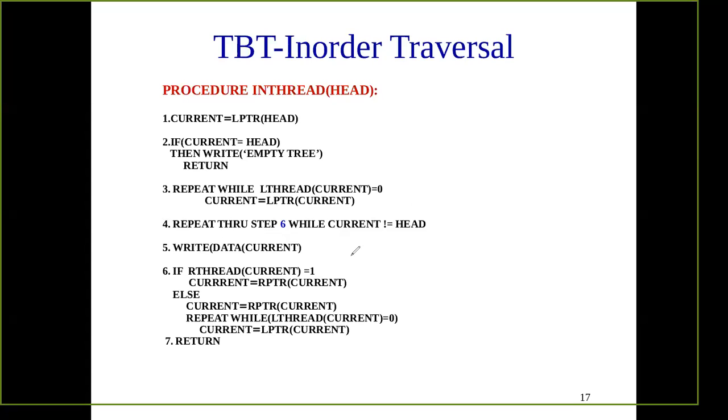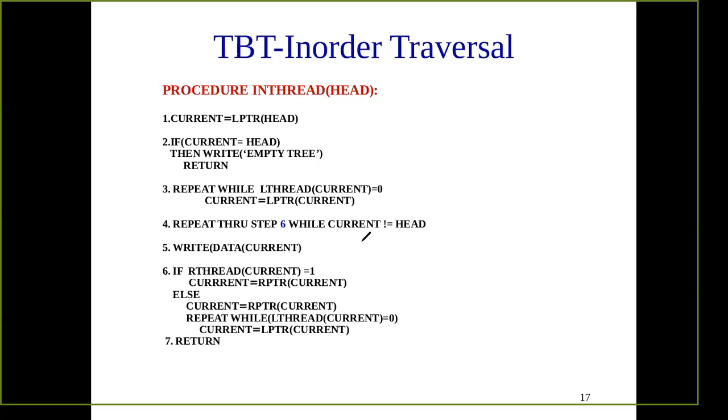So once we are at this one, we are printing that data. Left thread of this is 1. So we are at this, we are printing B. So simply print the B. Once we have printed B, then with the help of this thread, if it is 1, we are moving towards the parent.